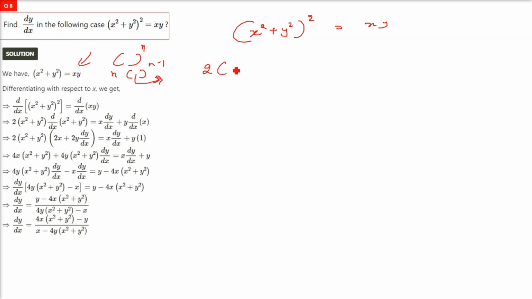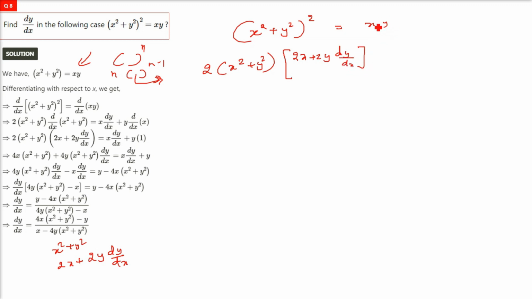So twice of x square plus y square to the power 2 minus 1, it will remain like that only. And then we have to differentiate the right hand side, but before that we have to differentiate x square plus y square also. So x square will be 2x plus 2y, y square is 2y, and then dy by dx.